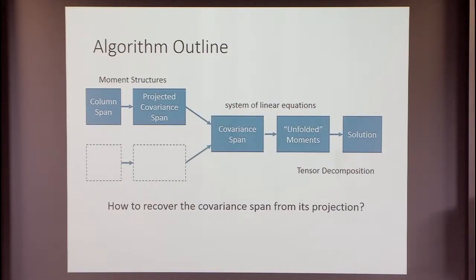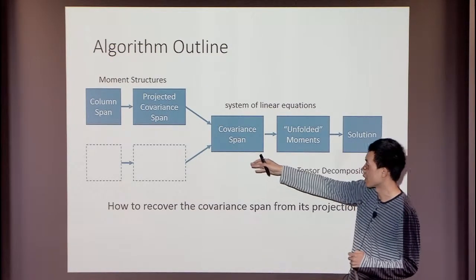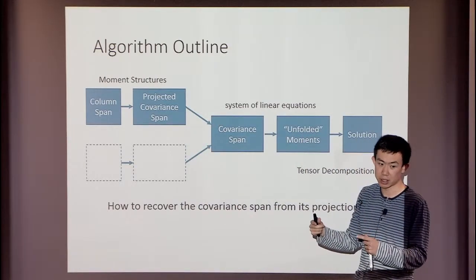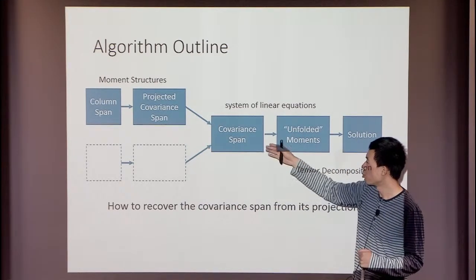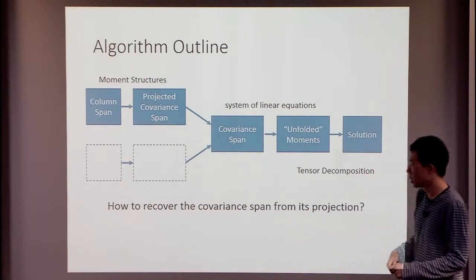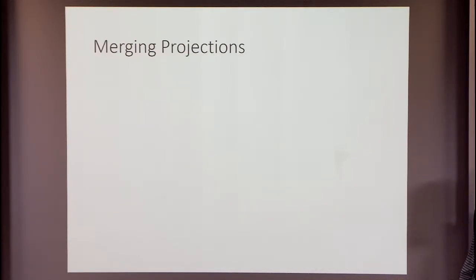So finally, there's only one step left. We know how to get the span of covariance matrices, but in some subspace. We really want the span of the entire covariance matrix. So how do we recover the span of the covariance matrix from its projections? Okay, if I have just one projection, this seems very hard, right? I have a projection, the information is lost. I have no way to do that.